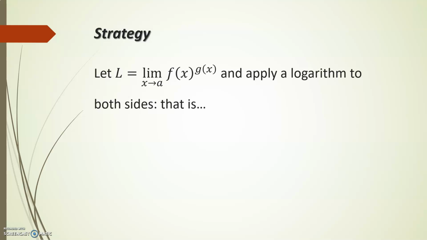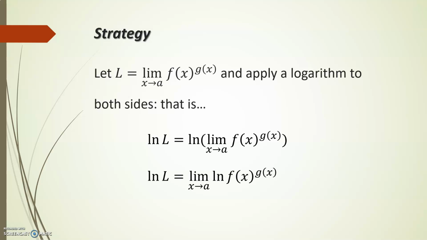We're going to give a label. I would usually use letter L, but it doesn't matter the name we choose, that is equal to the limit that we are initially solving. So L is equal to the limit as x goes to a of f of x to the power g of x. And we will then apply a logarithm to both sides. So ln of L equals ln of the limit of f to the power g as x goes towards a.